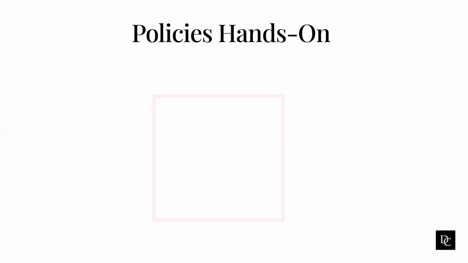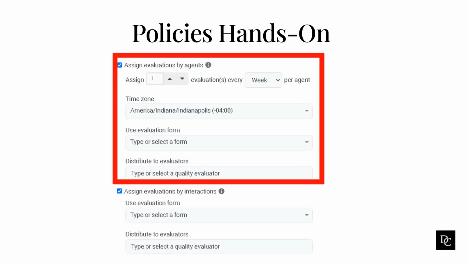Assign evaluations by agents automatically creates the specified number of evaluations per time period for each agent listed in the matching criteria. Select the number of evaluations per time period, the time zone, evaluation form to use, specify the connected time, and one or multiple evaluators. Genesys Cloud assigns evaluations evenly among the selected evaluators.